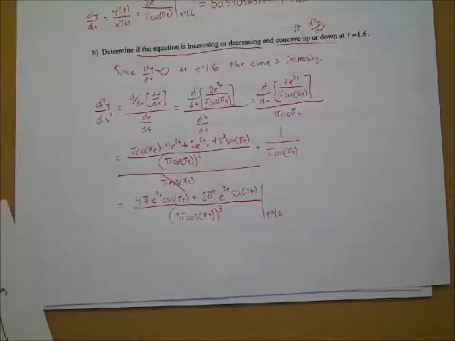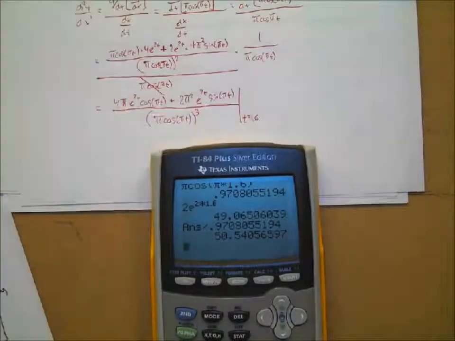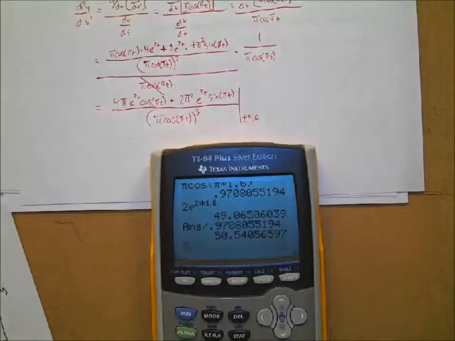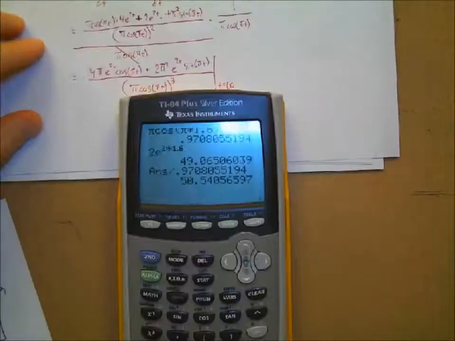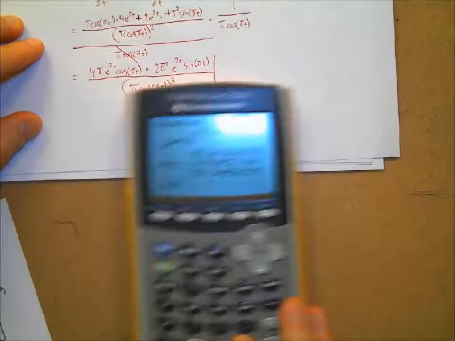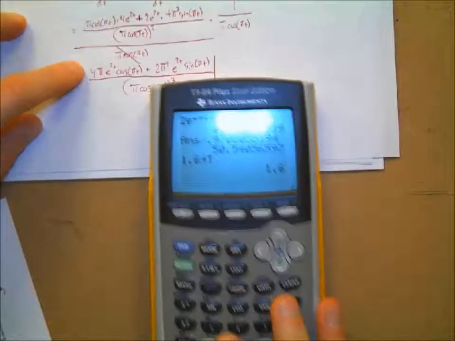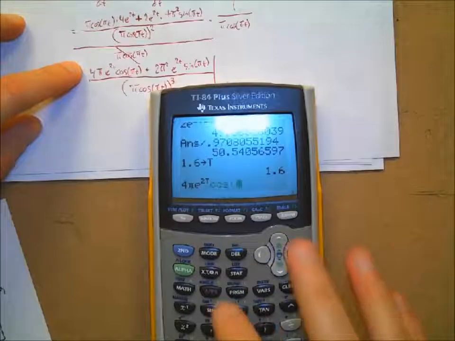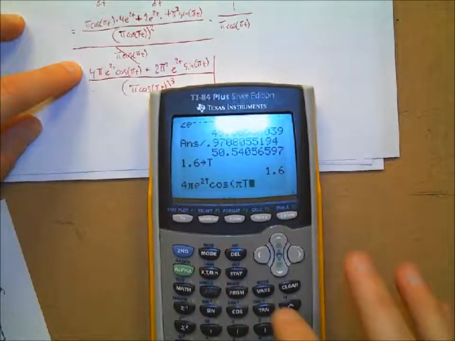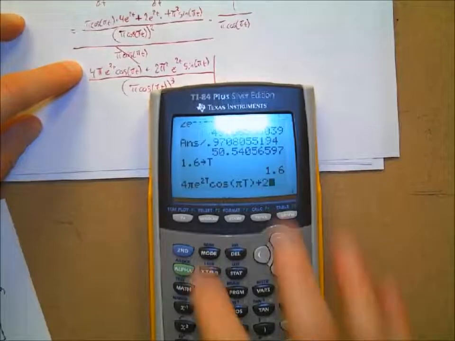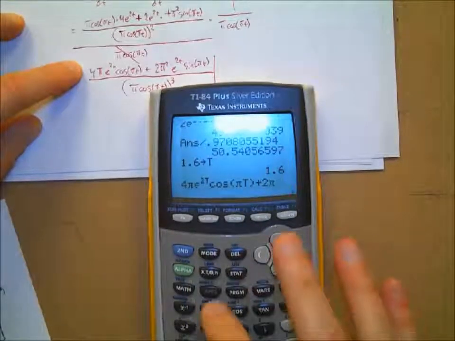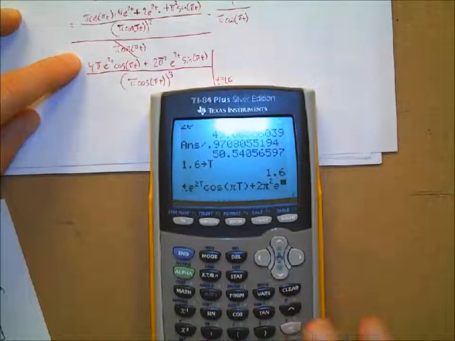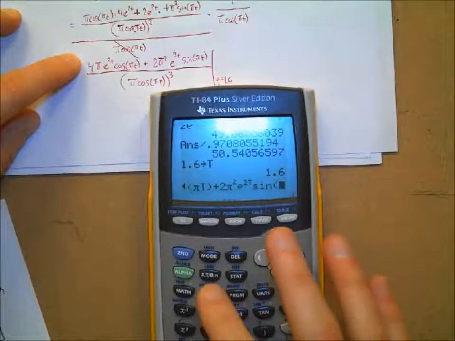So you have a couple of ways you want to do this. If you want to do it in chunks, you can, but just be careful about that intermediate rounding. Try and give as many decimal places as you can. Another option is to store 1.6 in for t, and then I'll just go about writing this out. So 4 pi e^(2t) cosine pi t, plus 2 pi squared e^(2t) sine pi t.